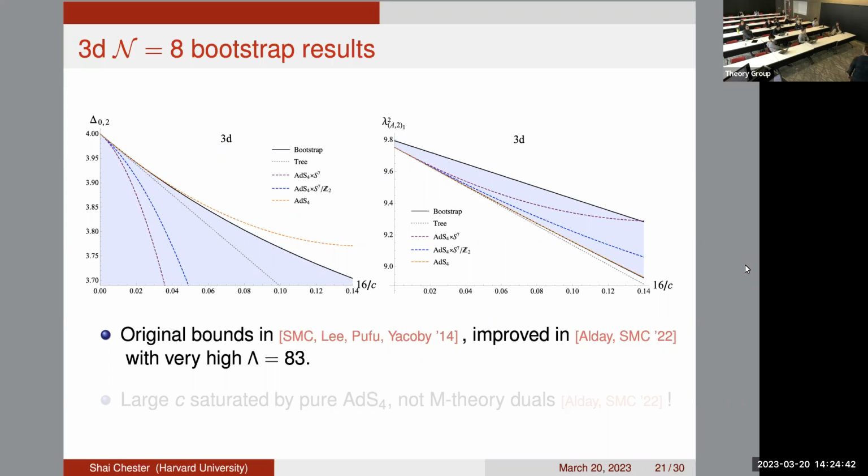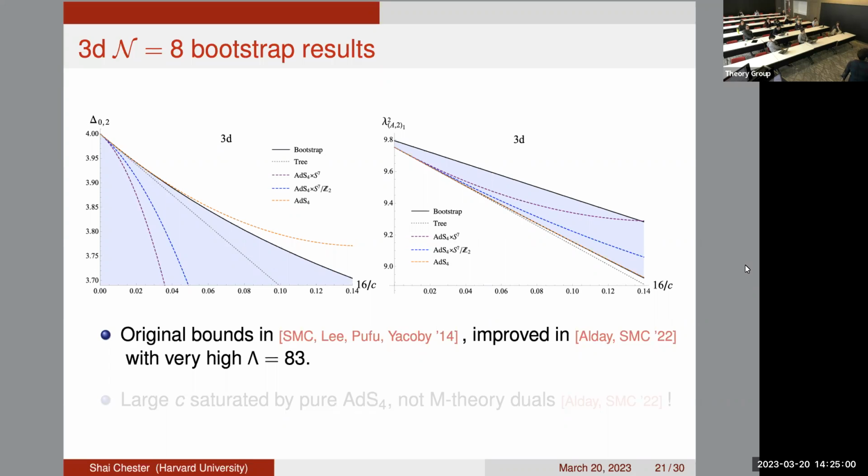Sorry, maybe it's a numerical thing, but on the right-hand side of this plot, the purple seems to intersect the upper bound. Yeah, this doesn't really mean anything. After all, we're just doing 1 over C to some finite order, and once you look at very finite C, these expansions would be really bad.